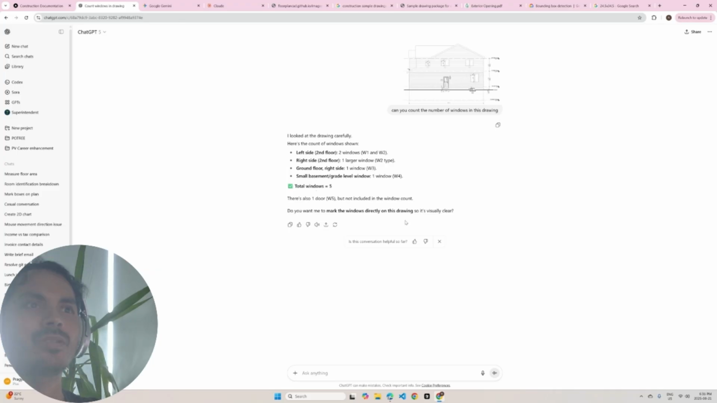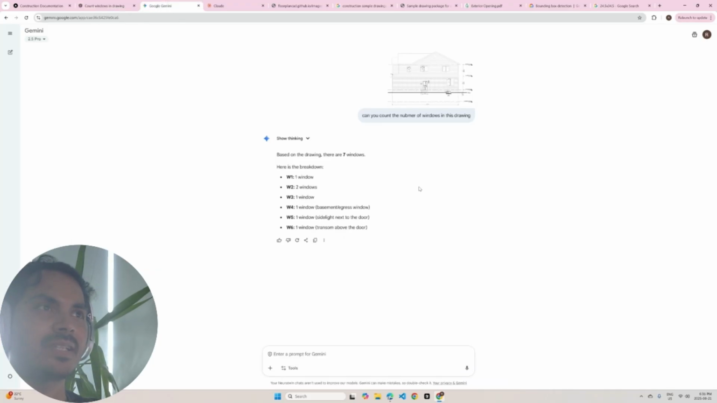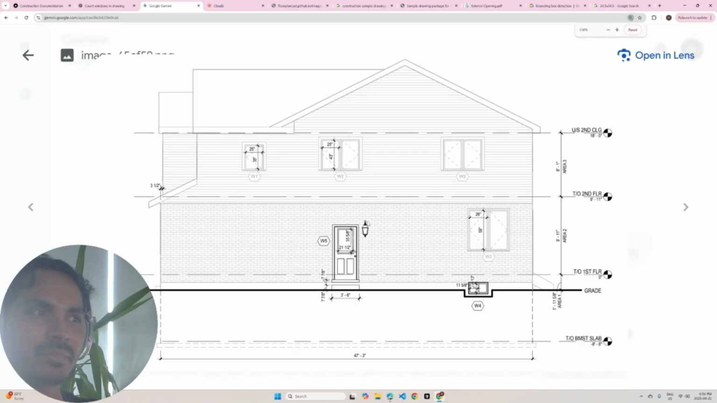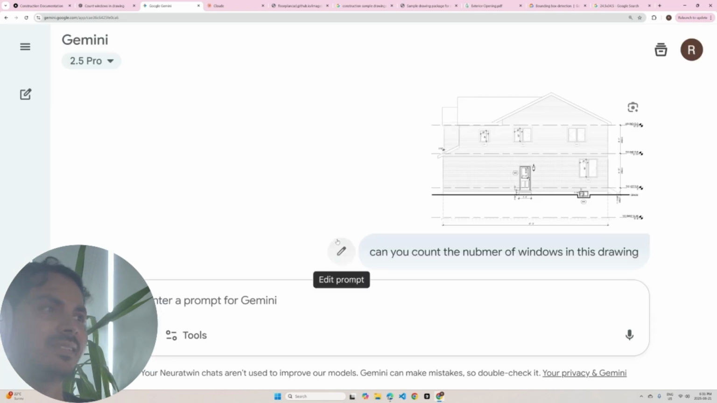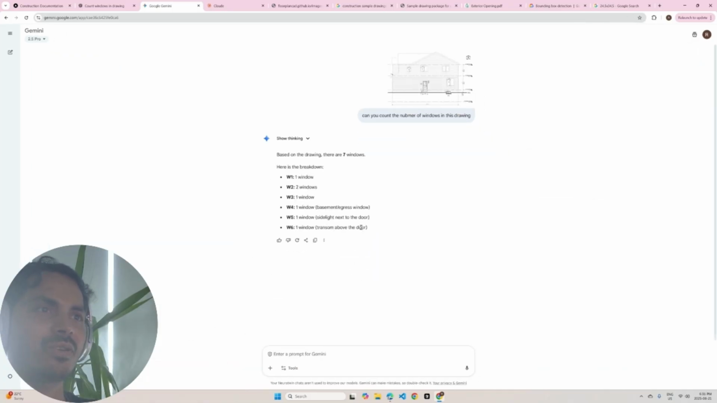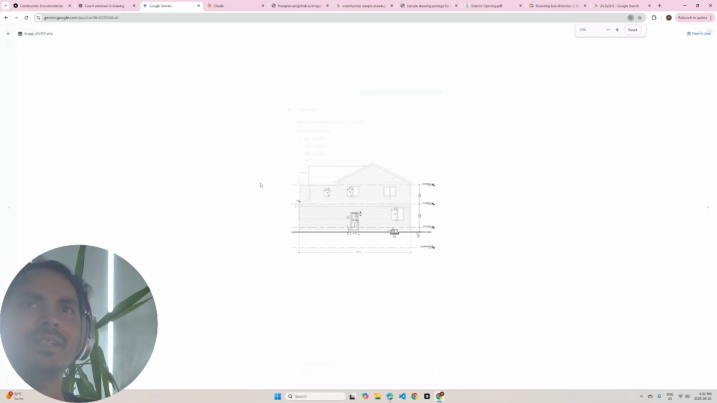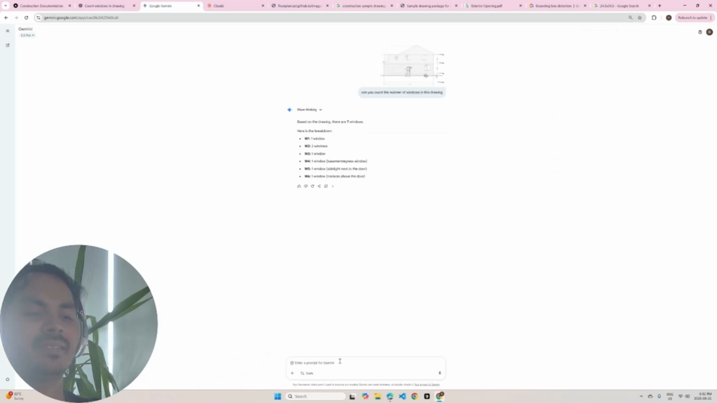Yes. Good job, Gemini. Six windows. My God, where's W6? Am I missing something? I don't know. Transform about door. Where? Huh. Where is W6? I don't know.